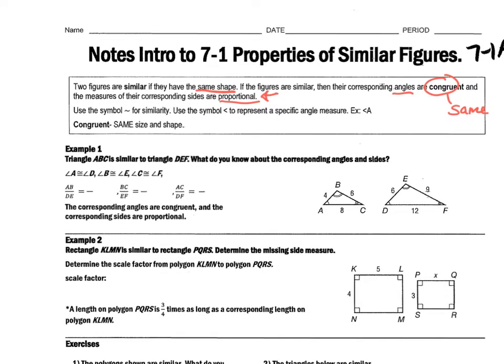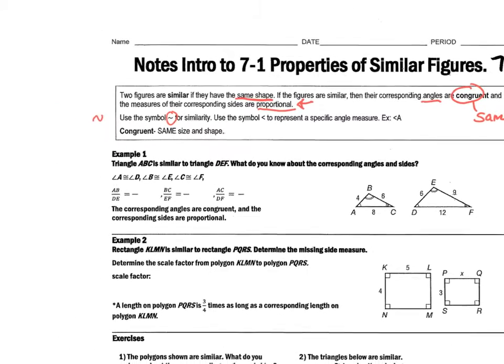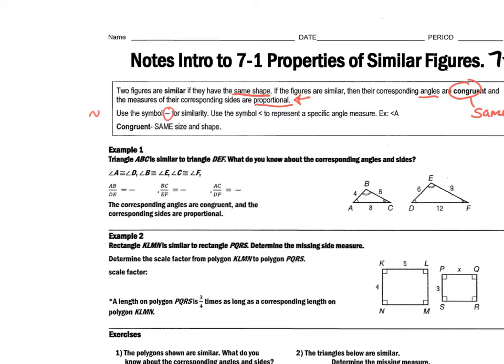Use the symbol, this little squiggly, for similarity. So if you see that, know that it means this is similar to this. And use this symbol, like the angle, to represent a specific angle measure. Example, angle A. And congruent, same size and shape.